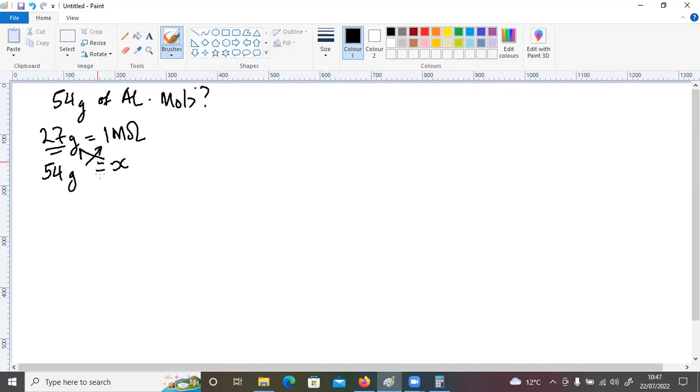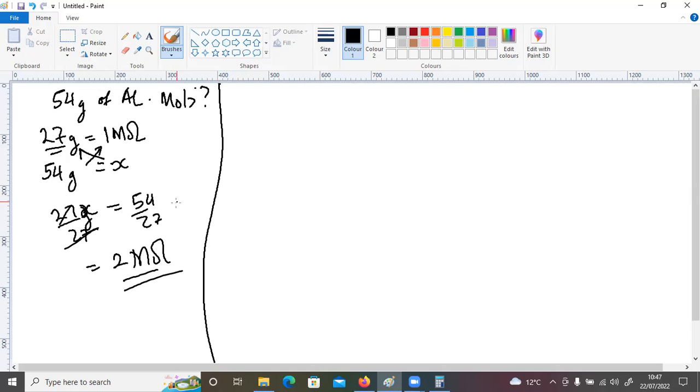I cross multiply again. This will give me 27x is equal to 54. I divide by 27 on both sides. I'm avoiding writing the moles and the grams. This will give me 2 moles. I know the answer I'm expecting is the moles. Make sure that when substituting, you do the correct substitution. Okay, another one. What is the mass of 0.05 mole of sodium? I'm told that I have 0.05 mole of sodium.